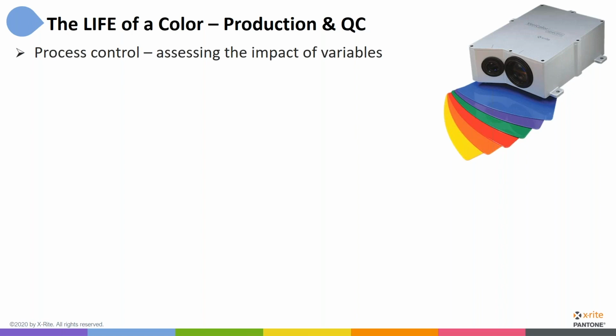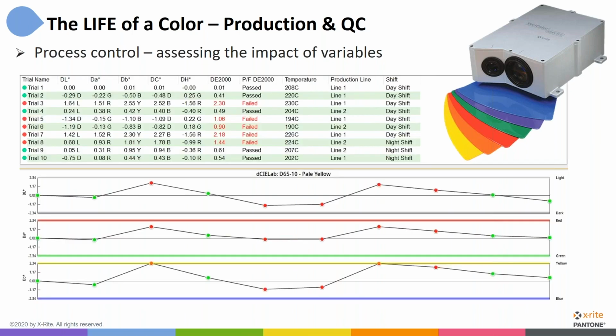So to do process control, now we want to start to not just look at the color difference, but also assess the impact of some of our production variables. So here it's a different color. Now it's not Epiphany anymore, it's a pale yellow color. And I have the same kind of data we were looking at before, passes and fails and all that kind of stuff. But now you'll see there's 3 columns at the right edge of the data there that say temperature, production line, and shift. And I just made those up and put them in here to use as an example.